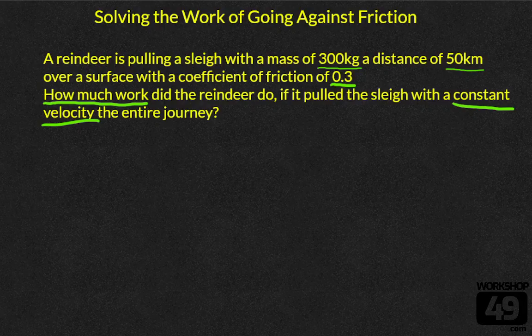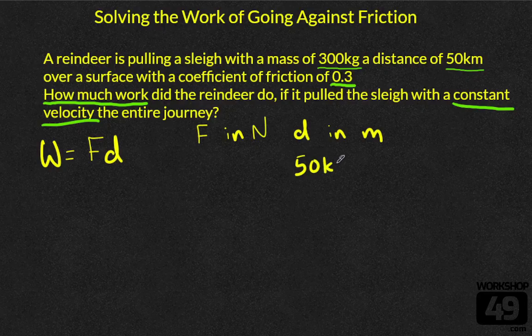So unlike some of our other examples where it was a change in energy, this is one of those times when we are going to be solving work by saying that it's equal to the force applied multiplied by the distance. And keep in mind that your force is going to be in newtons and your distance is going to be in meters, which means that little 50 kilometers up here, we're going to have to convert that into meters. So we're going to take 50 kilometers and multiply it by 1,000 because that is 50,000 meters. Big trip for our poor little reindeer.